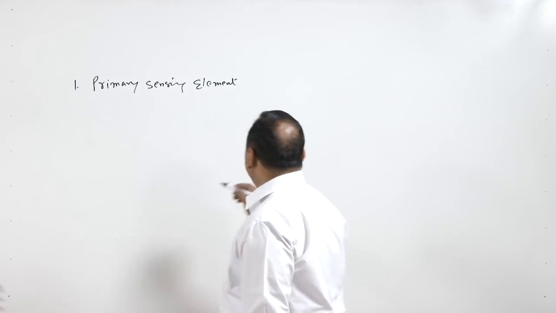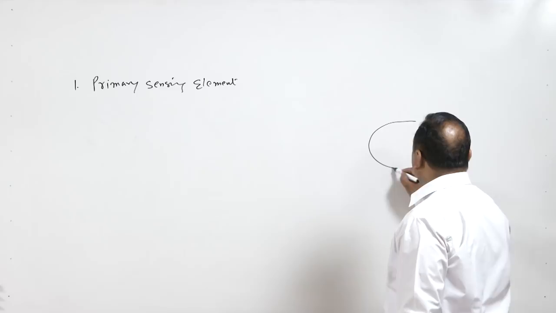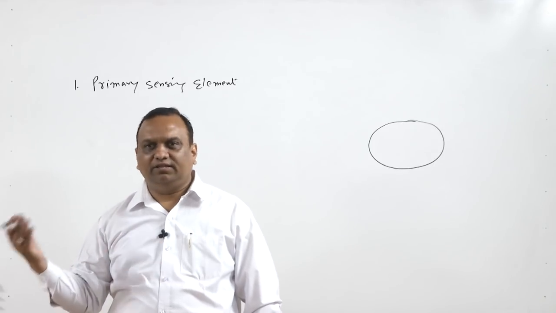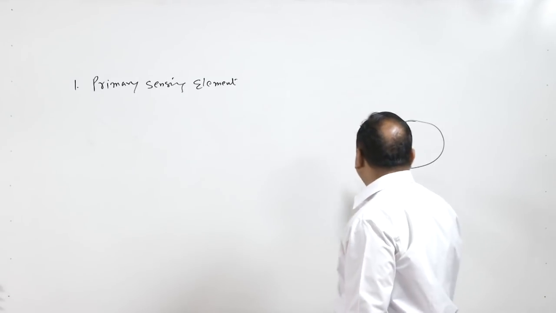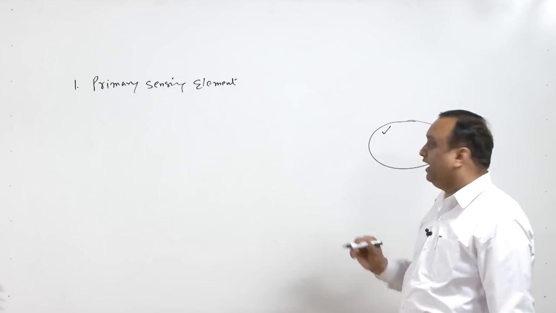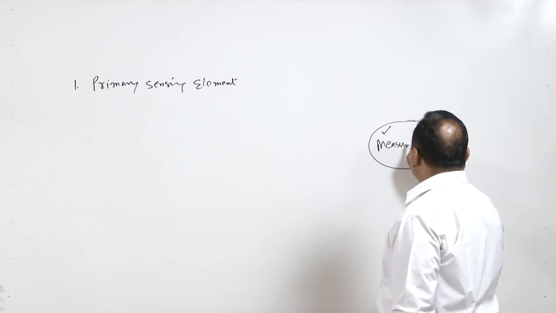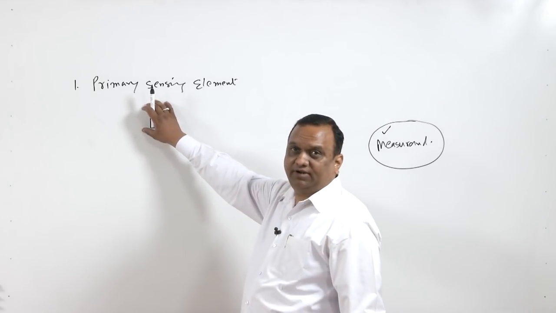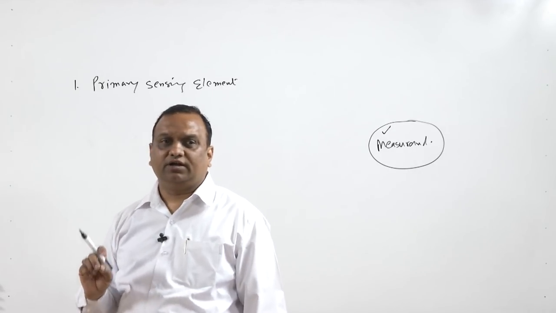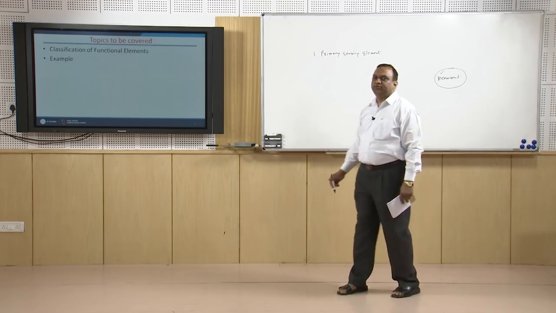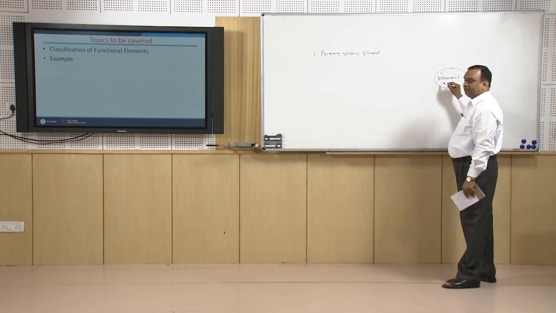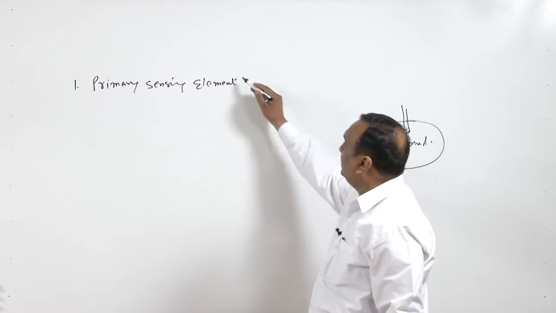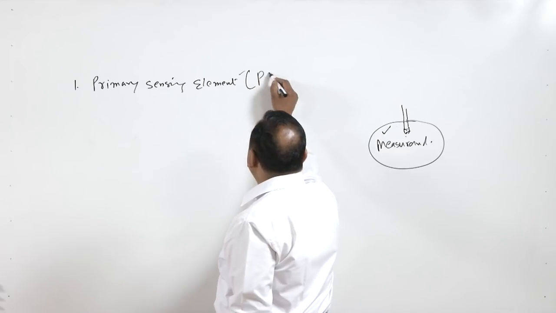Now, what is a measurand? The measurand is the object on which the measurement is being made. This room can be a measurand, my body can be a measurand. Anything on which the exercise of measurement is being done is known as a measurand. The primary sensing element of the instrument comes into contact with the measurand. Suppose I want to measure the temperature of this pool, and this is the measurand. So the bulb of this thermometer is the primary sensing element. It is known as the primary sensing element.